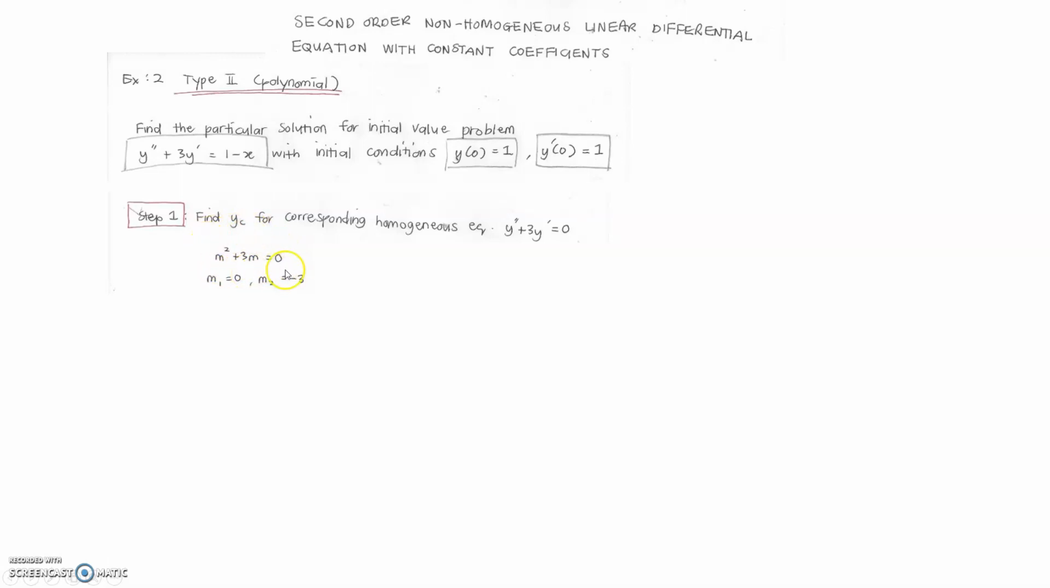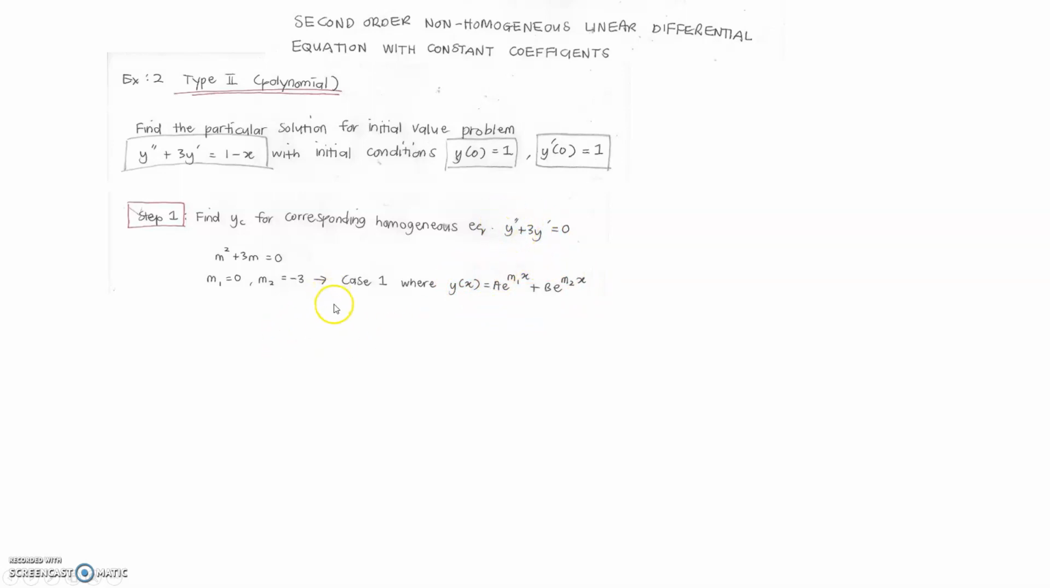So, you use your calculator to find the roots of the equation. Based on my calculator, m1 is equal to 0, m2 is equal to negative 3. This is considered as case 1, where your roots are real numbers and m1 is not equal to m2. So your y(x) is equal to a exponential m1x plus b exponential m2x. This is the general solution for the corresponding homogeneous equation.